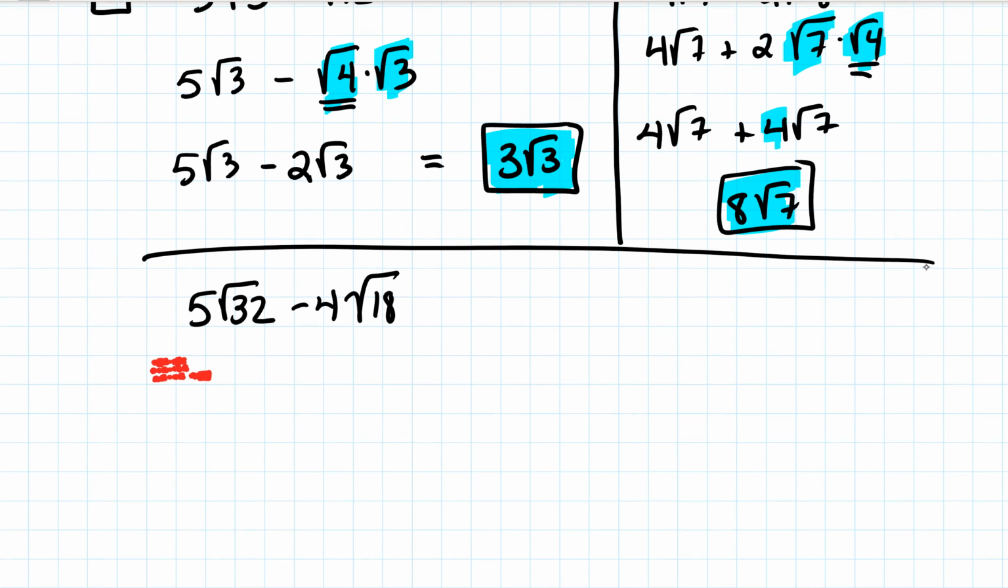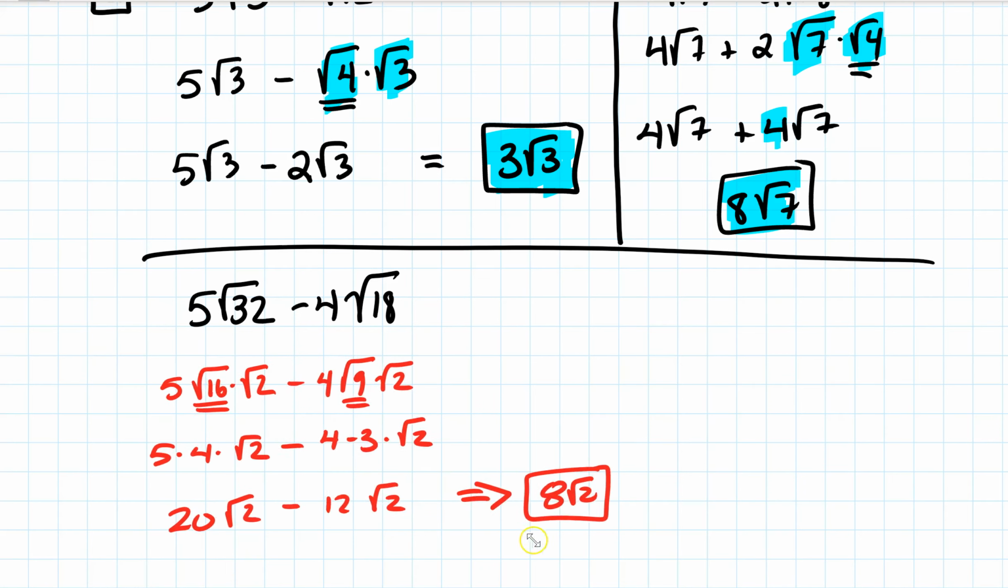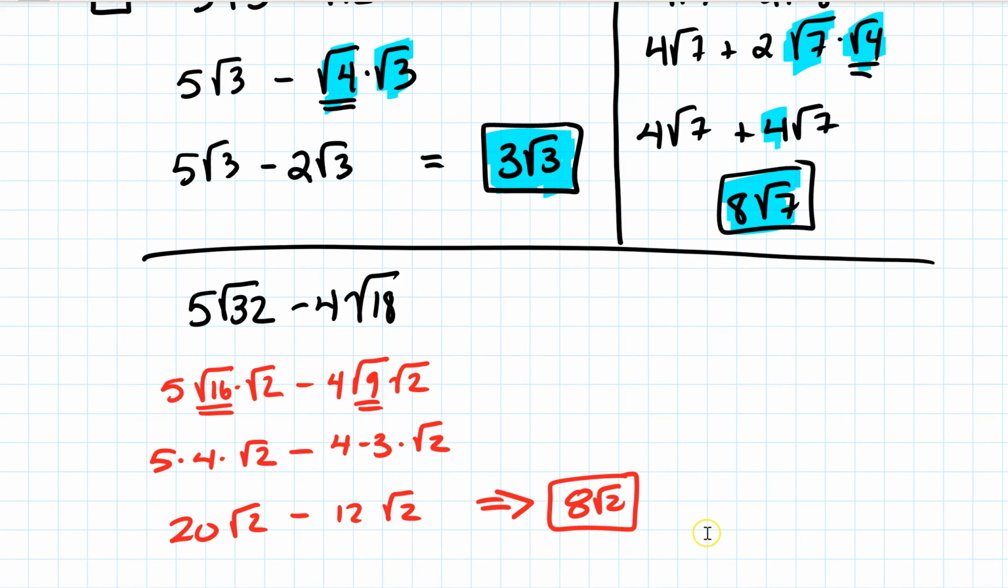So hopefully this is making a little more sense. How about 5 rad 32 minus 4 rad 18? Let's check this one out, okay? The answer is 8 rad 2. How do we arrive at this answer? Okay, let's check it out and see. Well, again, radical 32 can be broken down into radical 16 and radical 2. 16 is the largest perfect square that's a factor of 32. So therefore, the square root of 16 is a 4. And there's my 5, rad 2 stays where it is.